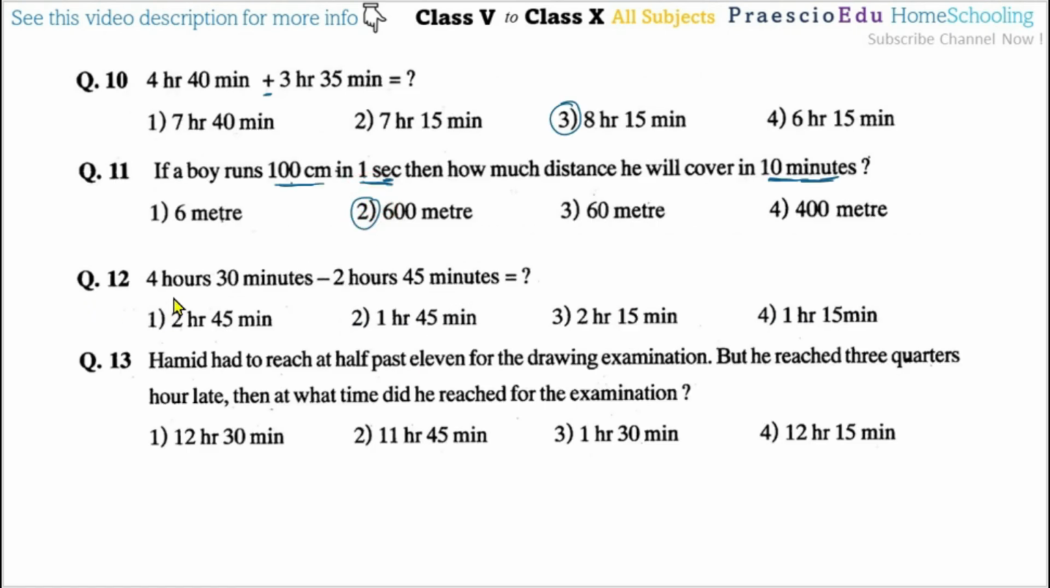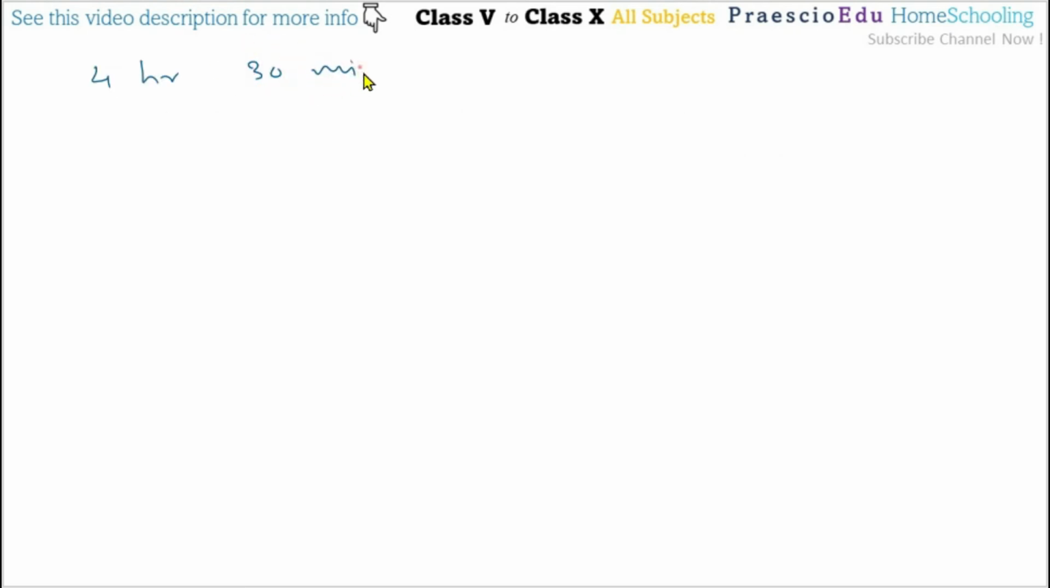Now question number 12: 4 hours 30 minutes minus 2 hours 45 minutes. Now this subtraction we have to do. Directly from the 30 we have to consider, because this is not a multiple of 10 in conversions. Minutes, after 60 minutes, will convert into hours. So for the timing, as we showed earlier how to do subtraction, 30 has to be converted.